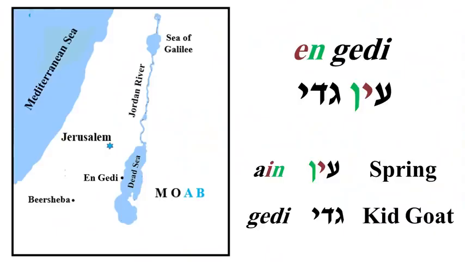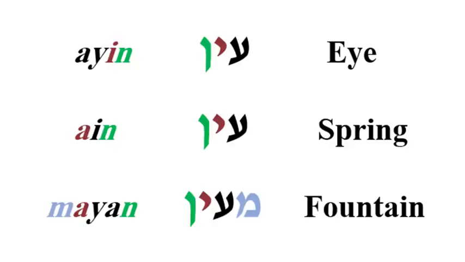And you know, remember whenever Saul was chasing David, and David went and hid in En-Gedi? This is how the Christians say it, right? En-Gedi. En-Gedi is actually Ayin-Gedi. Ayin is the spring. Gedi is a kid goat. The spring of the kid goat. All right. I is Ayin. Ayin is spring. Mayan is a fountain. They're all, water comes out of them. You see there's a connection between all of these.